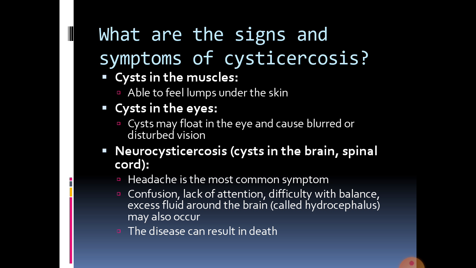What are the signs and symptoms of cysticercosis? Cysts in the muscles, we are able to feel lumps under the skin. When there are cysts in the eyes, it may float in the eye and cause blurred or disturbed vision.